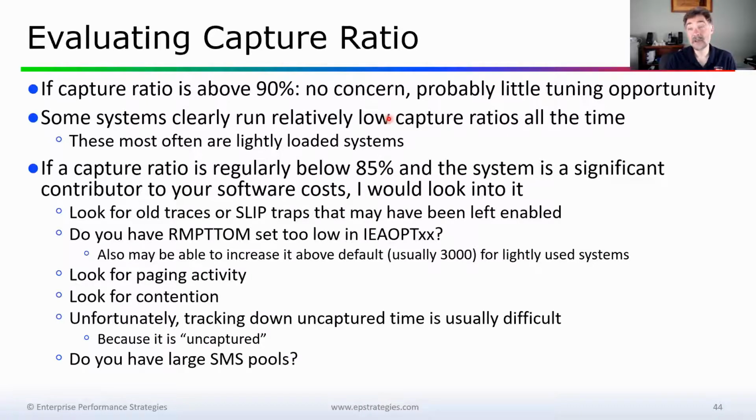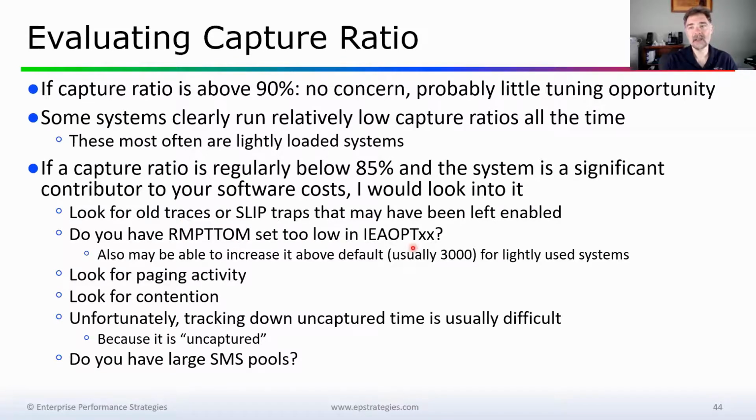If your capture ratio is above 90%, there's probably little you can do for tuning it. I mean, there may be some you can gain back occasionally, but it's probably not worth your time most days to go chasing after it. But if a capture ratio is regularly below 85% and that system is a significant contributor to your software costs, I would definitely look at it. You know, look for old traces or SLIP traps.